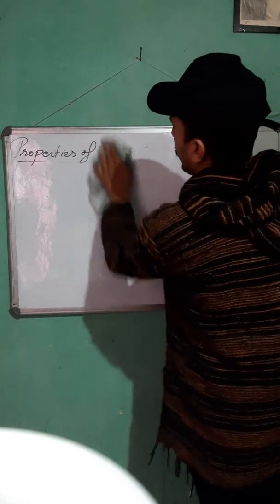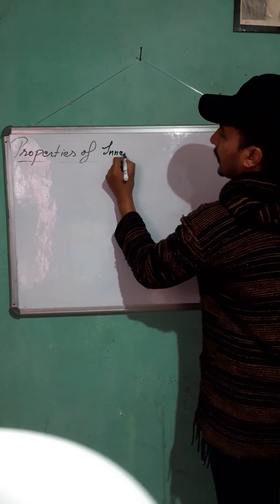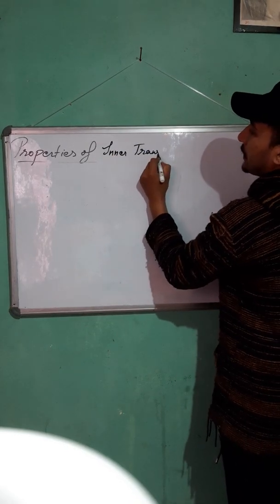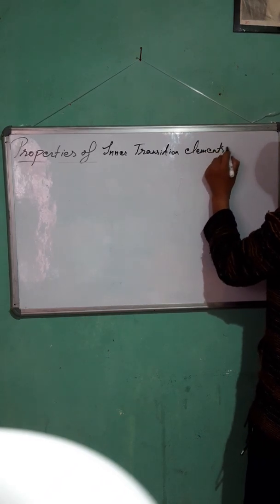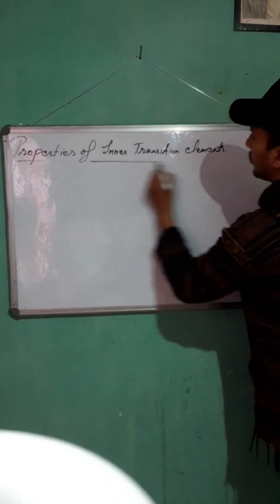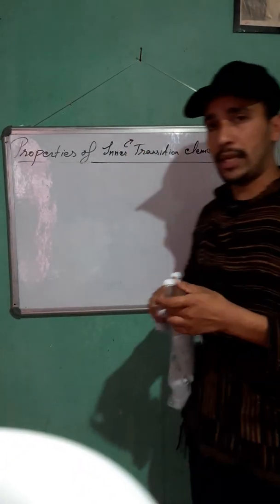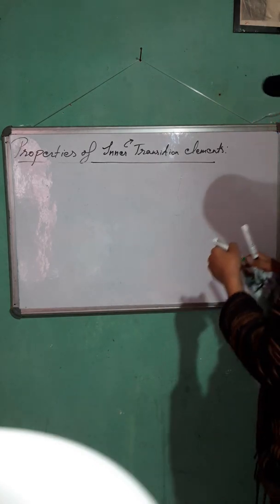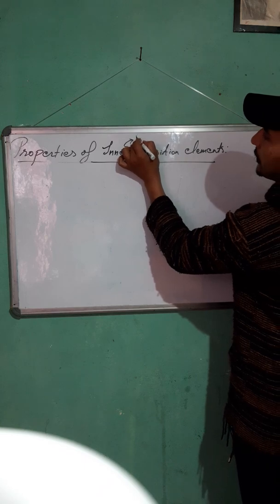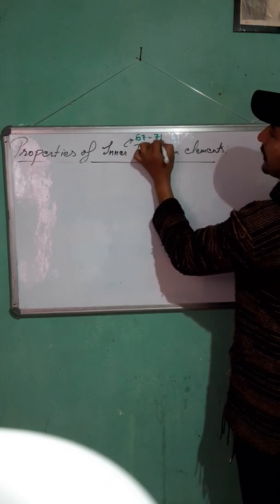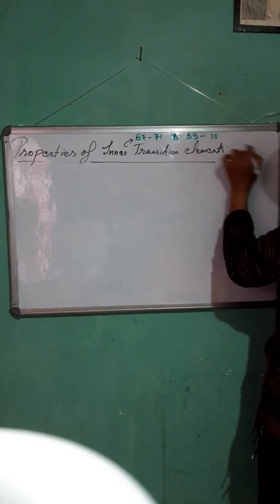Next is properties of inner transition elements. Inner transition elements I have already explained to you in the previous class. Lanthanides and actinides are known as inner transition elements. Okay, they are kept separately in the periodic table. So lanthanides means from atomic number 57 to 71, and actinides means from atomic number 89 to 103.